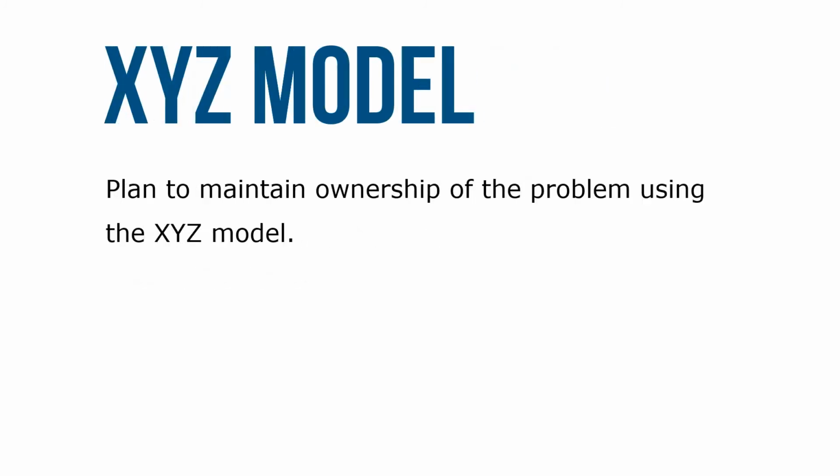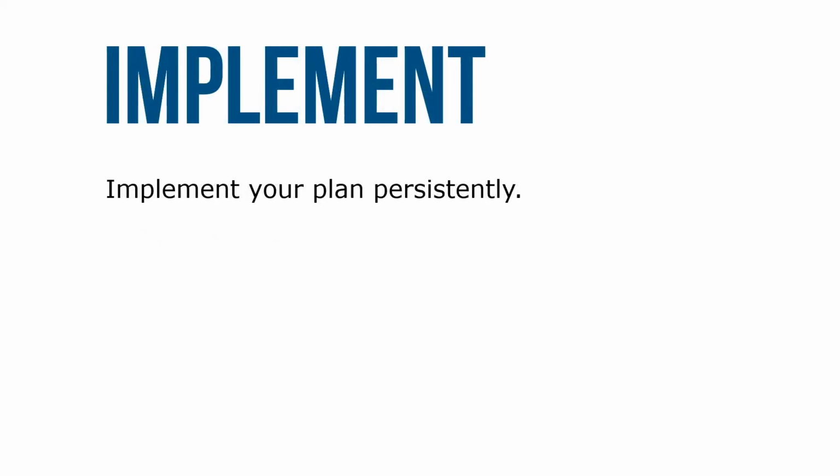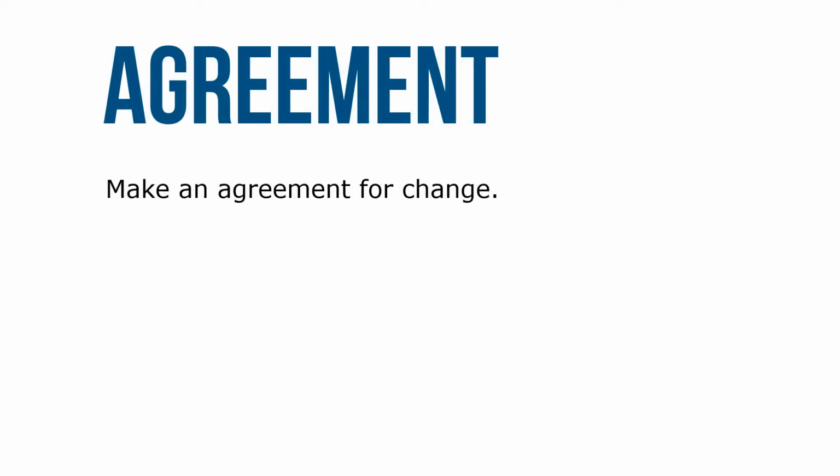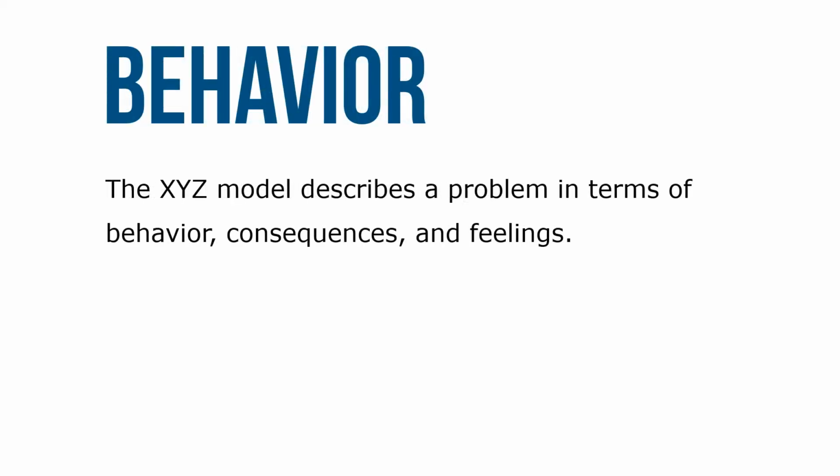First, plan to maintain ownership of the problem using the XYZ model. Second, implement your plan persistently. And third, make an agreement for change. The XYZ model describes a problem in terms of behavior, consequences, and feelings.